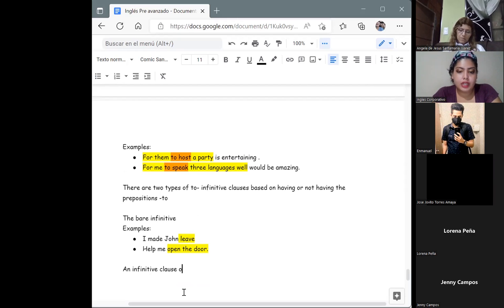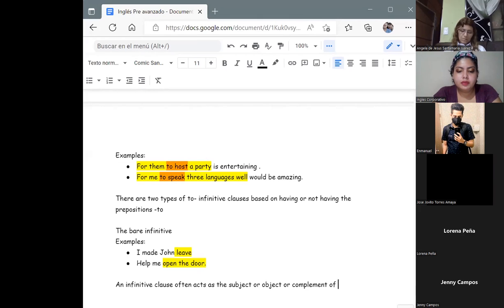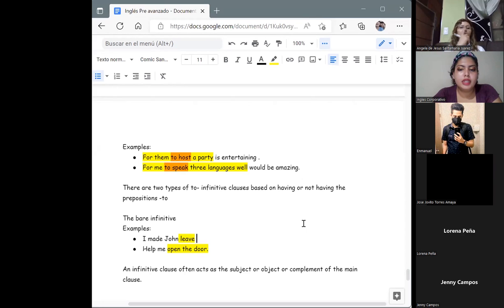And it says that an infinitive clause often acts as the subject or object or complement of the main clause. So in this case, they can function as the subject, the object, or the complement of the main clause.